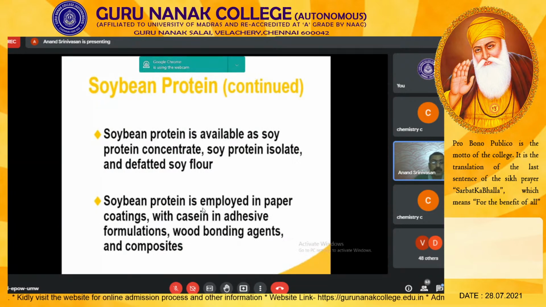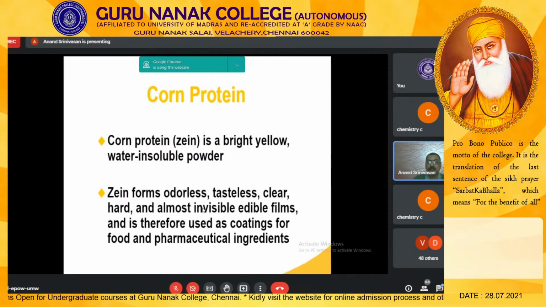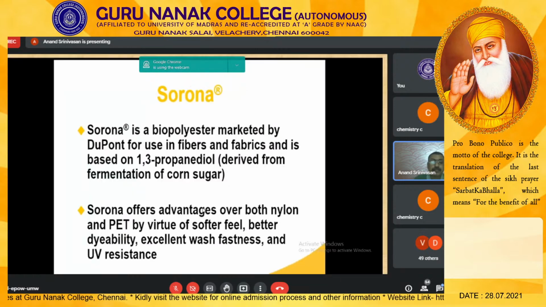Okay, so this is soy protein, and you can see it is employed in paper coatings, and it can also be made in combination with casein for adhesive application. It is also used for wood bonding application, and you can also make composites using this soy protein as a matrix material. Any reinforcement can be impregnated with this protein.